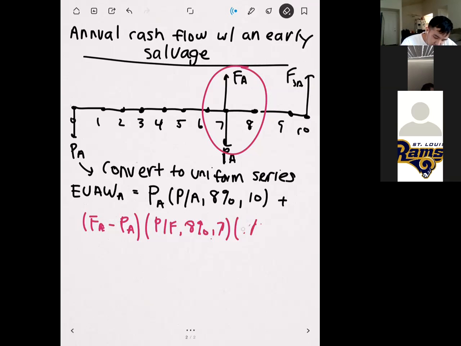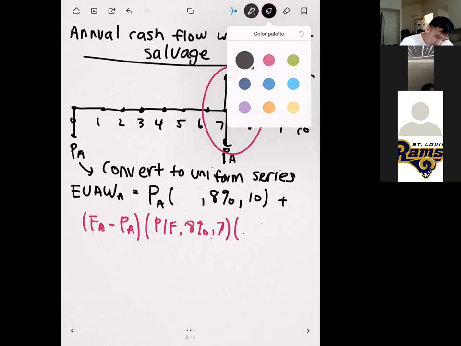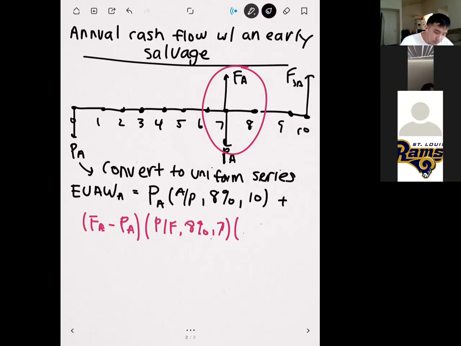Oh, sorry. This is not P over A. It should be A over P, right? Because we're converting to a uniform series. And then the same thing here. So there's going to be A over P, 8%, and 10.